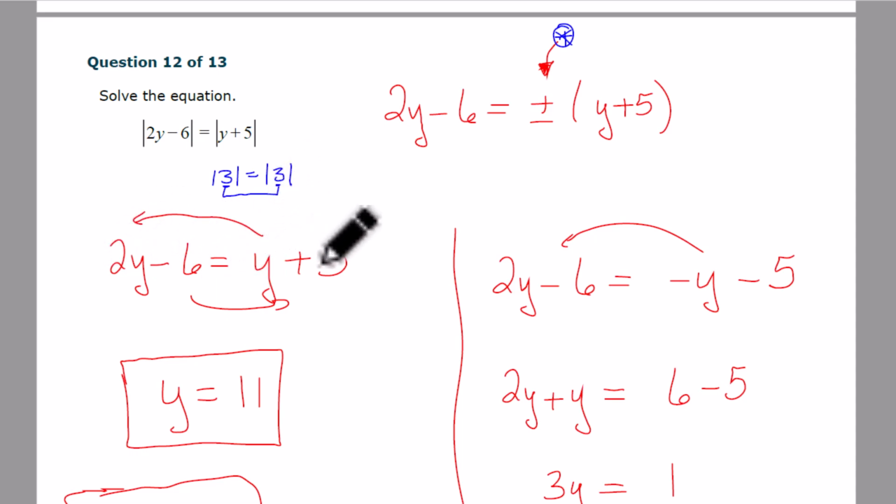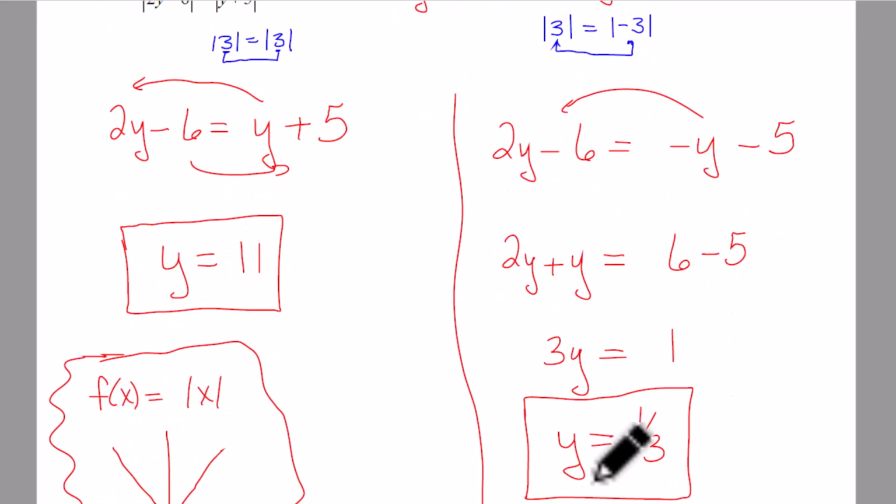And so I can solve each piece and I would get y is 11. On this side, I'm using the minus, and you can think of it this way. Absolute value of 3 equals absolute value of minus 3. Yes, they're equal in absolute value, but the insides, I get 3 equals the negative version, right? Minus y minus 5. And when I solve that version, I get y equals 1/3.